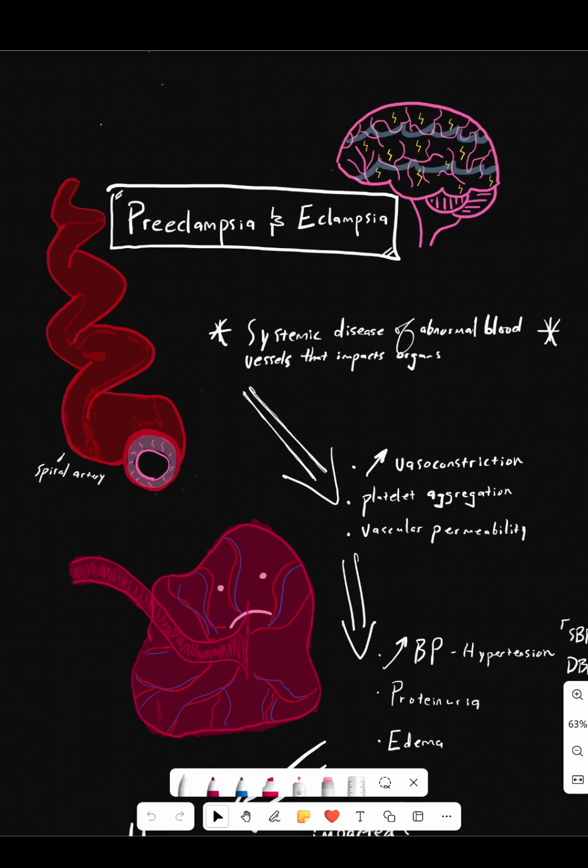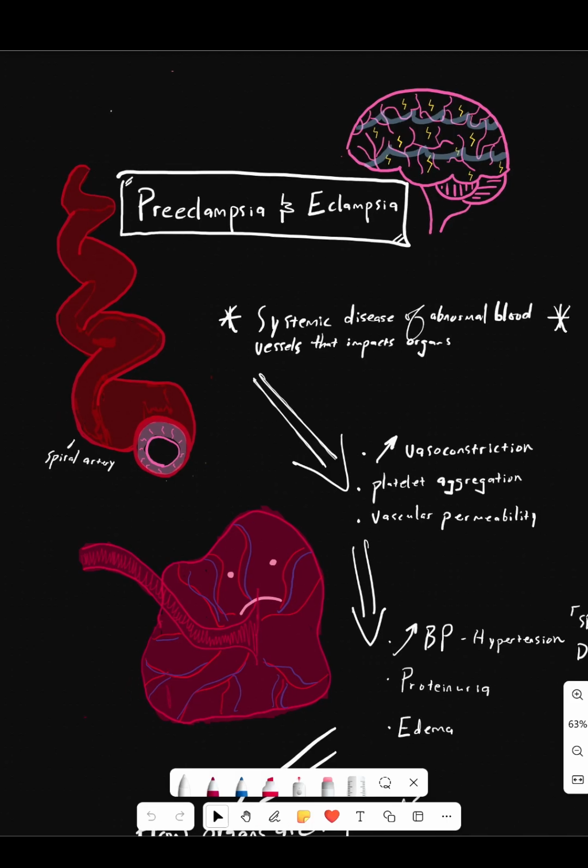Hello, welcome to this video where we are talking about preeclampsia and eclampsia. Simply put, zoomed out, this is a systemic disease of abnormal blood vessels that impacts organs. I used to think that it was a hypertensive obstetric emergency, which is part of it, yeah, but there's quite a bit more going on.